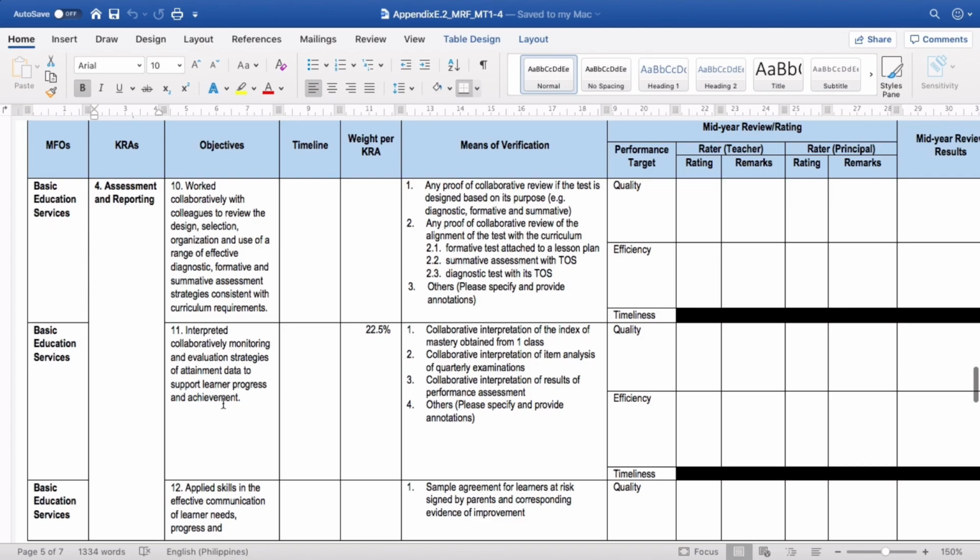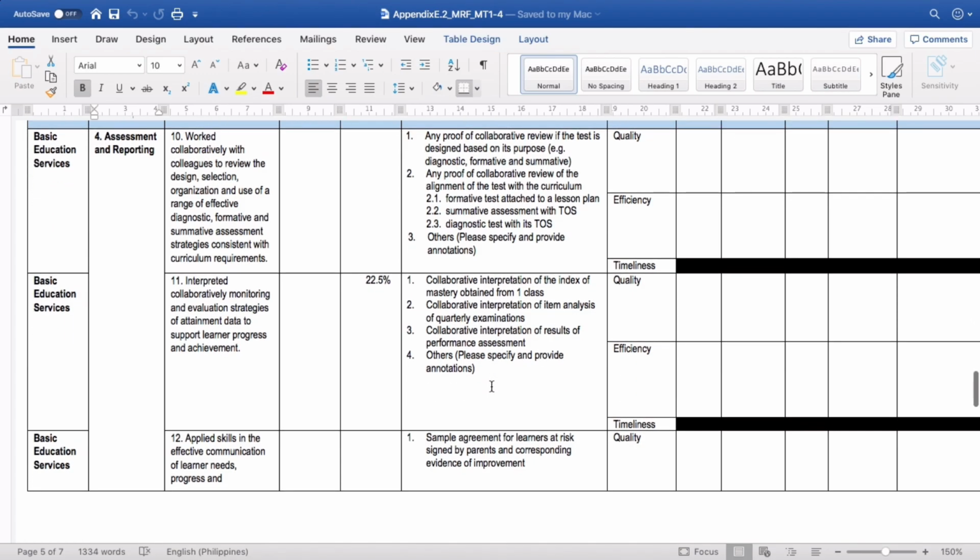And then, for Objective 11, interpreted collaboratively monitoring and evaluation strategies of attainment data to support learner progress and achievement. Means of verification: collaborative interpretation of the index of mastery obtained from one class, collaborative interpretation of item analysis of quarterly examinations, collaborative interpretation of results of performance assessment, and others. Still, we have the quality and efficiency but no timeliness.